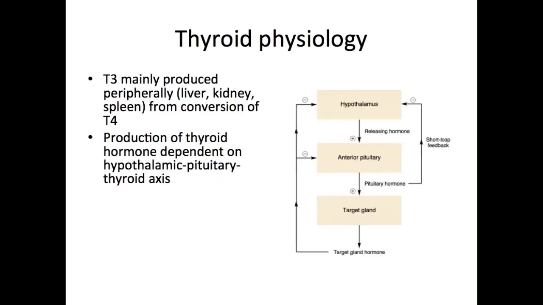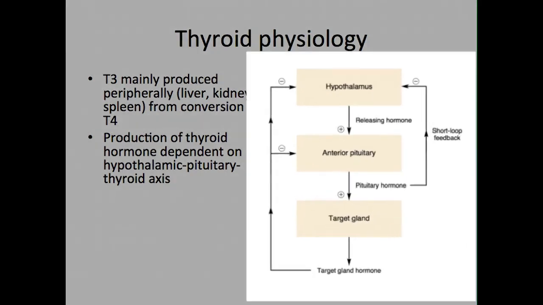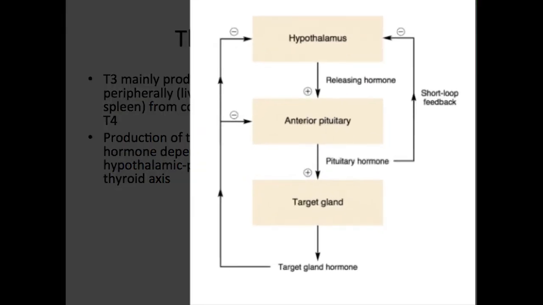As with most hormones, control of the release of thyroid hormone is achieved via a feedback mechanism. In this case, that is the hypothalamic pituitary thyroid axis. Thyrotrophin releasing hormone, or TRH, is secreted in the hypothalamus, stimulating the release of thyroid stimulating hormone, or TSH, from the anterior pituitary gland into the systemic circulation.